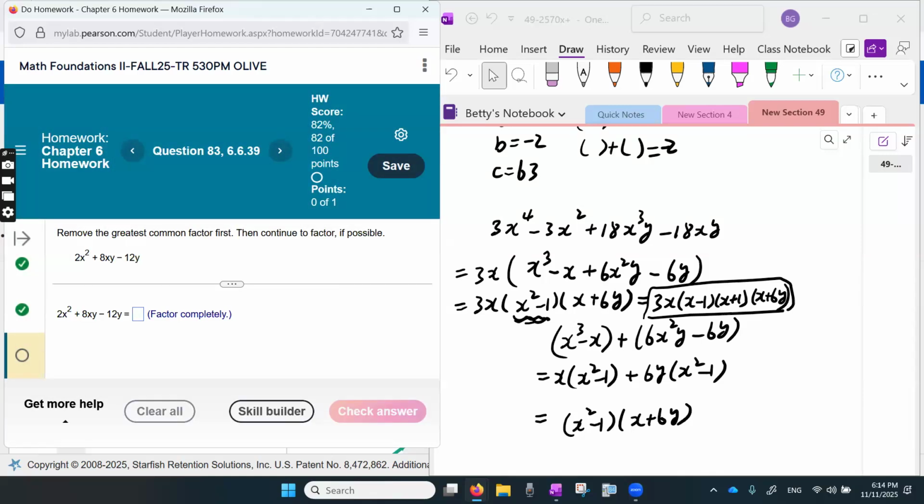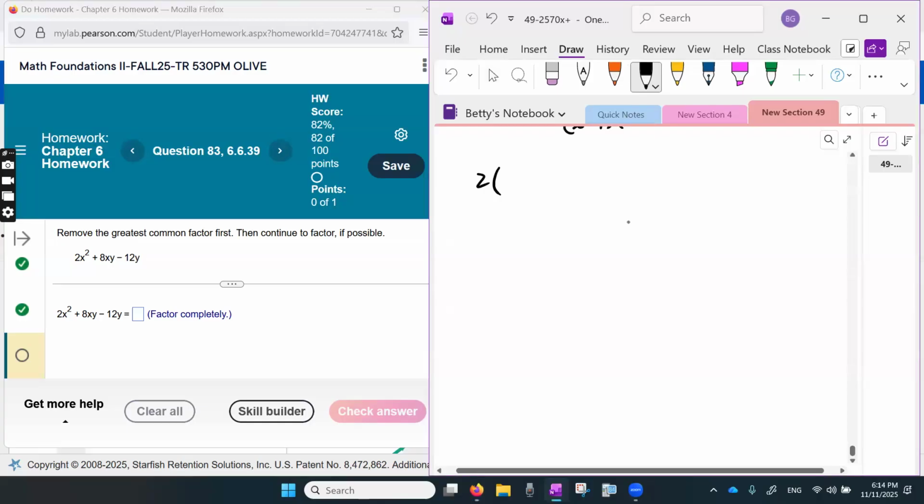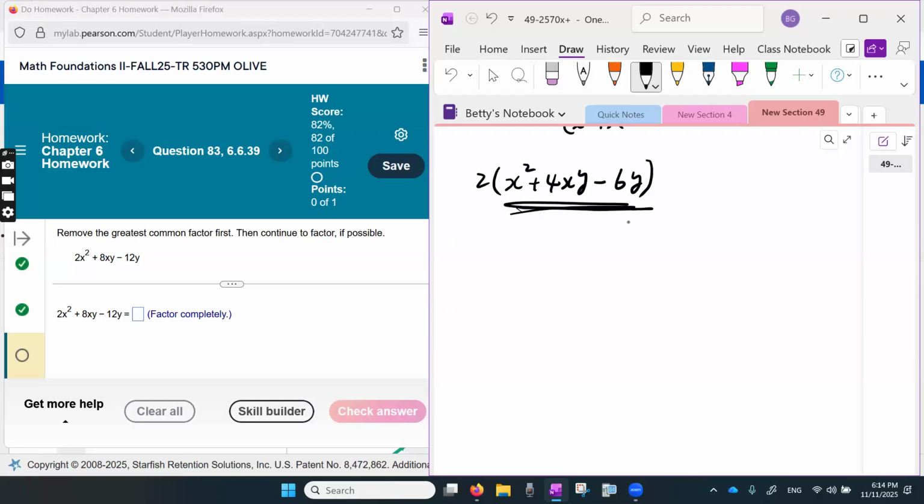All right, so this one, remove the GCF, which is a 2. Let's factor 2 out. We have x squared plus 4xy minus 6y. This one has 2 variables. But again, as I mentioned, okay, hold on. This is not factorable.